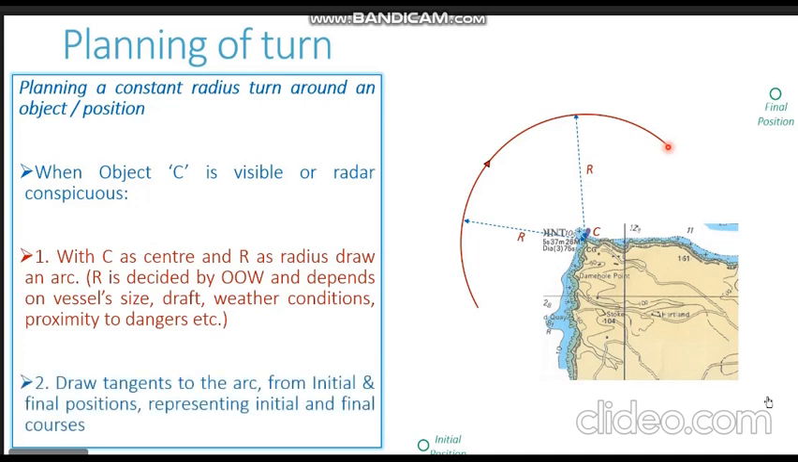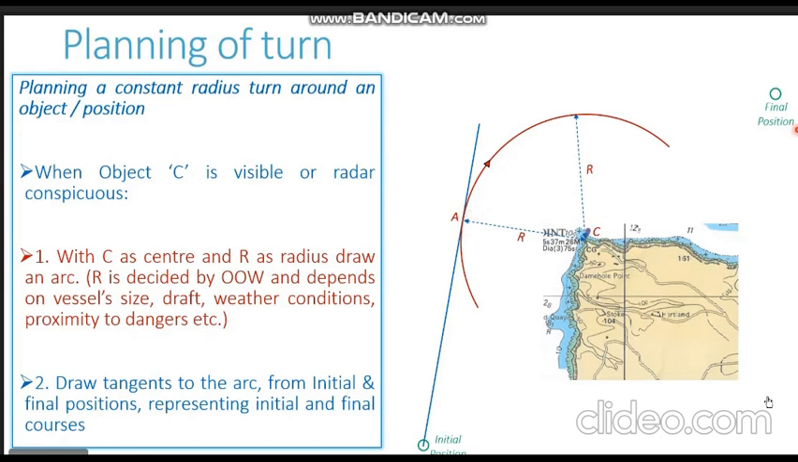Now what we do is, from our initial position, we draw a tangent to this arc. So using our scale parallel ruler, from our initial position, I draw a tangent to this arc. You can see the tangent coming up. It touches the arc at this particular point. Let's name the point as A, alpha. Now this becomes our initial course. From our initial position to point alpha, this represents our initial course.